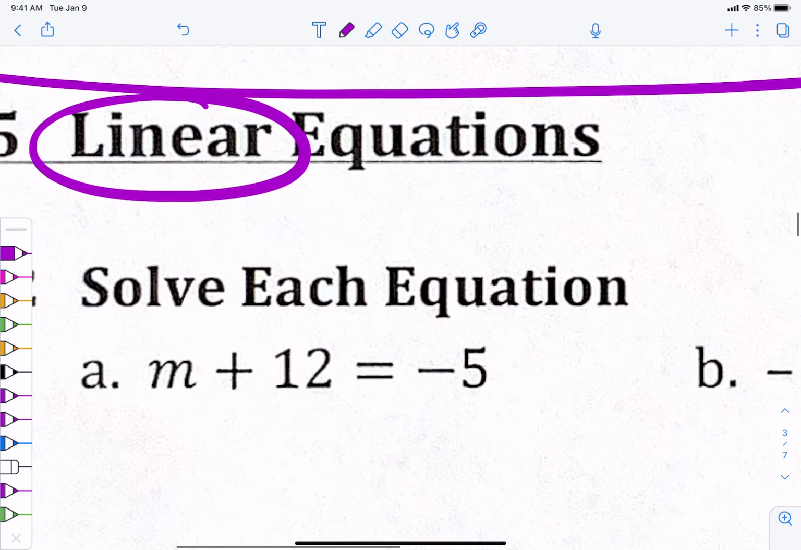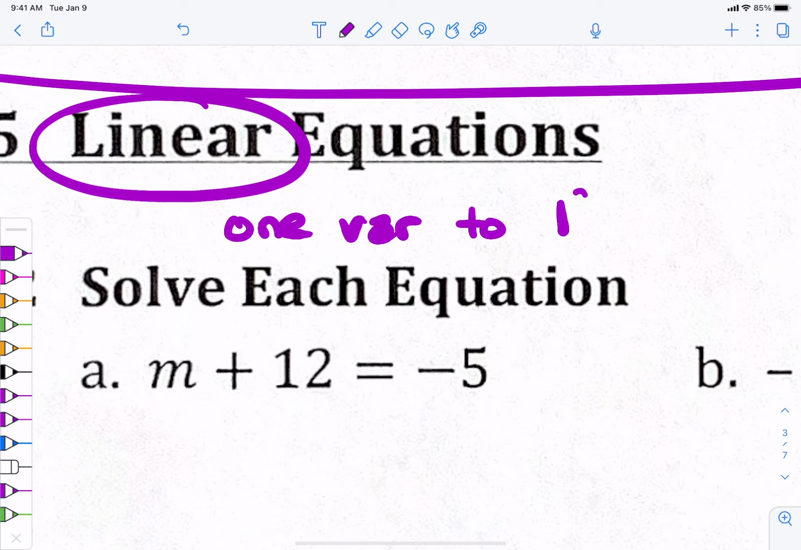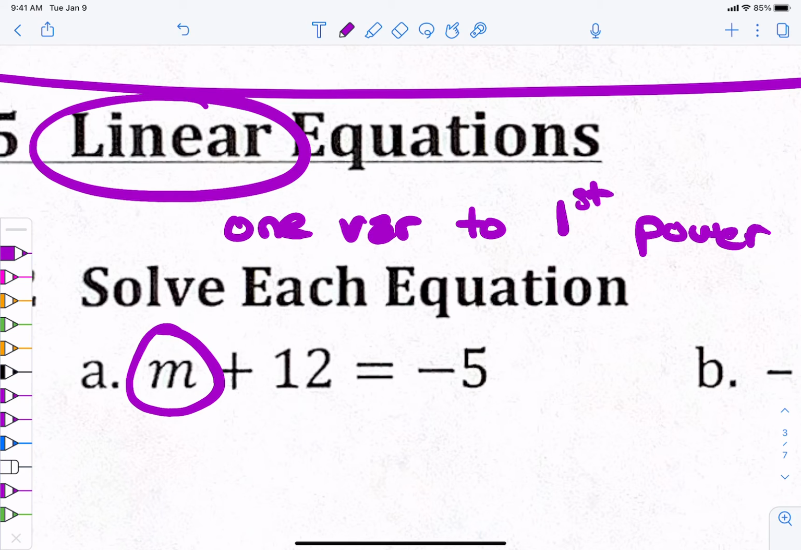Because there's an equal sign, there could be an x squared, and that's not linear. Here there's no x squared. It's one variable to the first power. My variable in this first example is m, and it's just m. It's not m squared, it's not m cubed, it's not m to the 4th power, it's just m.